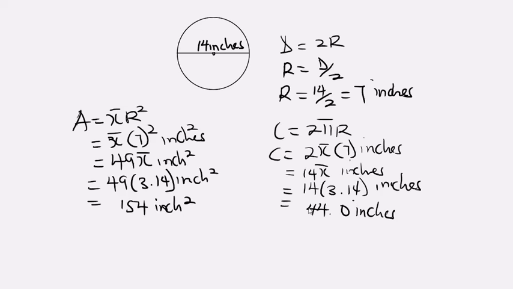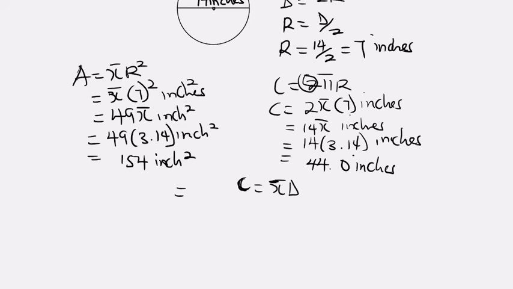Now, in a situation where the diameter of the circle is given, we can as well use this particular formula for the circumference of a circle. So we can also use the formula C equals pi d. Here there is an omission of the 2 in the second formula. Why? Because we know that 2 times the radius gives us the diameter. So instead of writing C equals 2 pi r, I can state the formula as pi d. When you use this formula, you are going to get the same answer as the 44.0 inches.